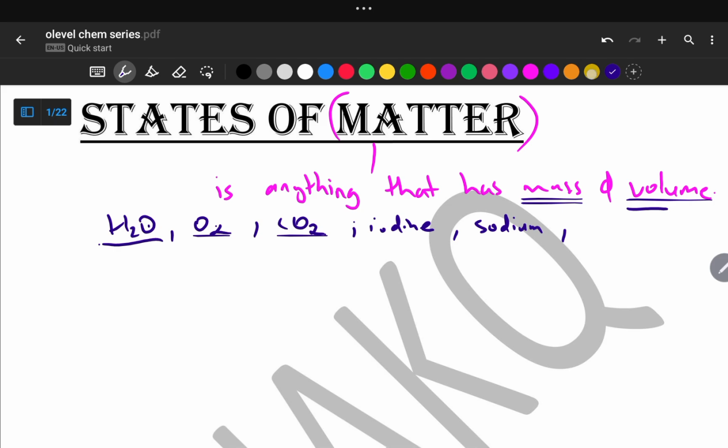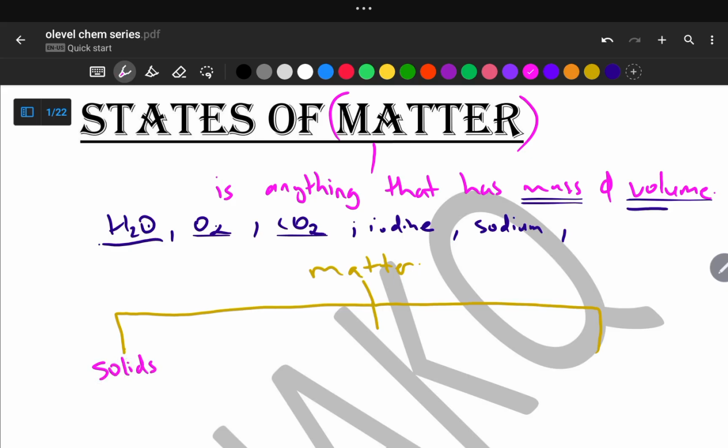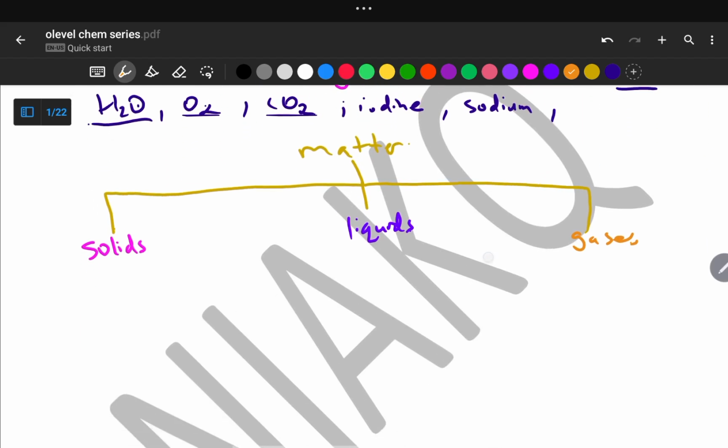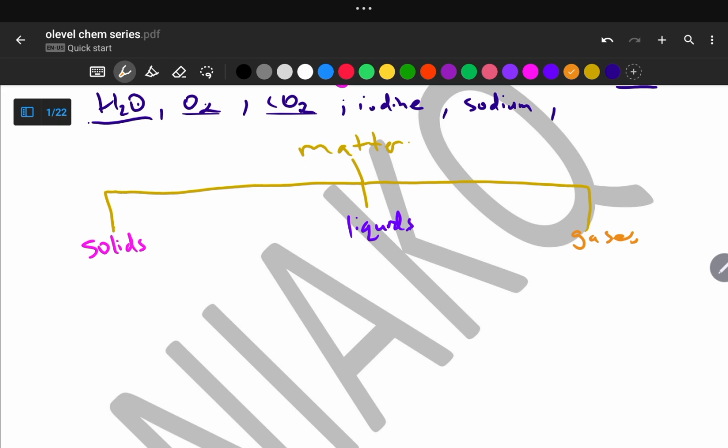So let us say this is our matter here, and it is divided into 3. We have 3 states of matter. Here we have solids, and then here we have liquids, and lastly here we have gases. You should understand the properties of each of these states.